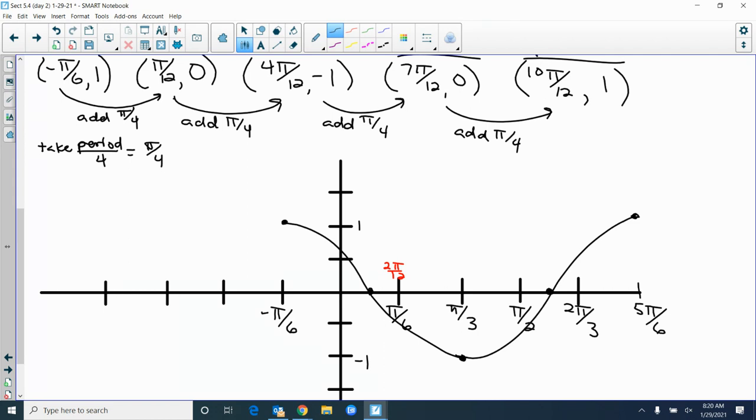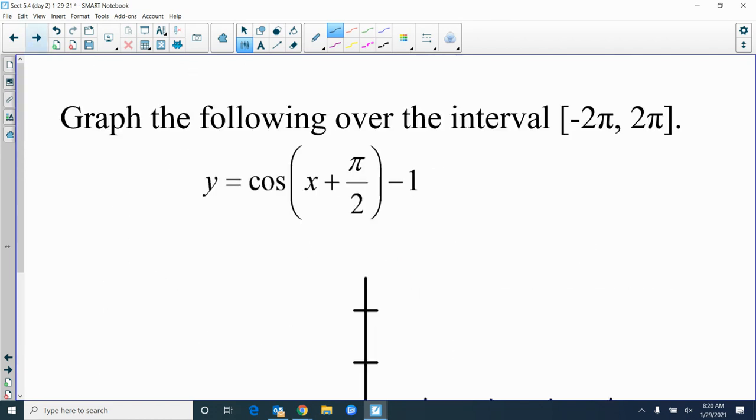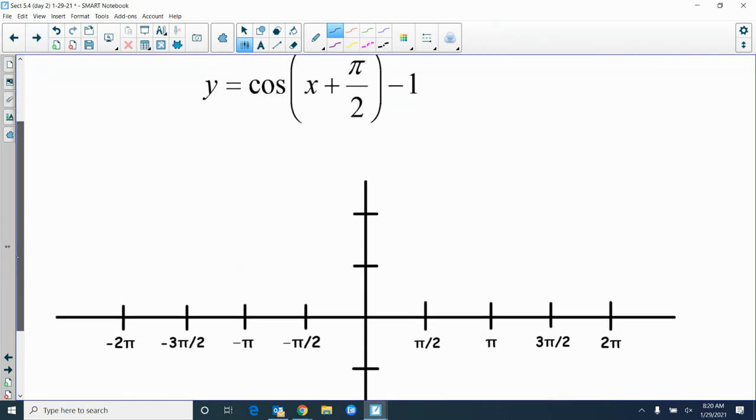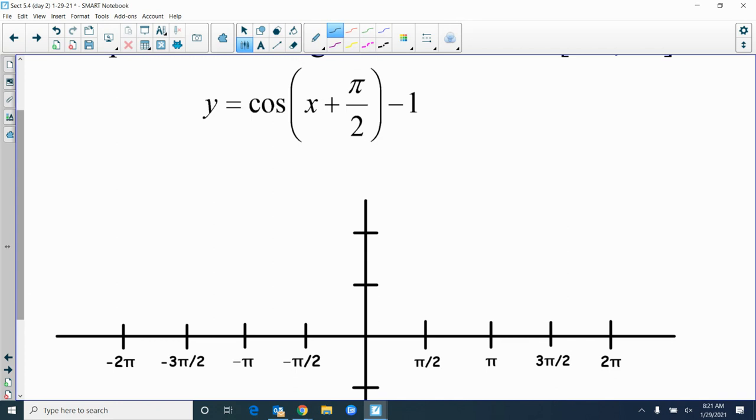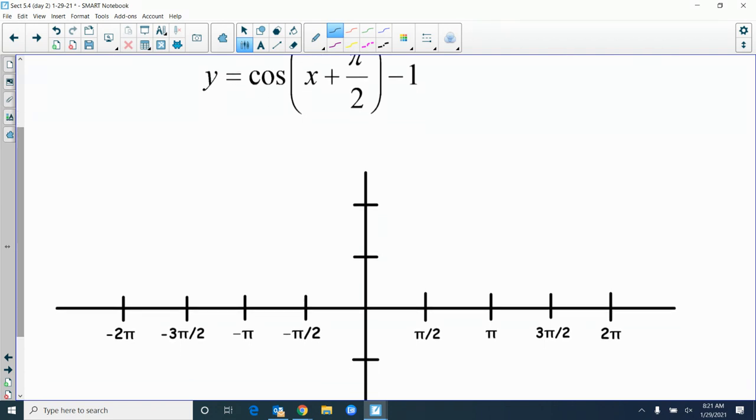I want to do one last one, and I know I don't have room there, but this kind of goes back up to the top. You can slap it on, or just pay attention, or put it in your notes. What would this look like over the interval negative 2 pi to 2 pi? You would have to graph that whole thing from negative 2 pi to 2 pi. So what does the plus pi over 2 do? It moves it left. So you would take cosine, which normally is here, here.